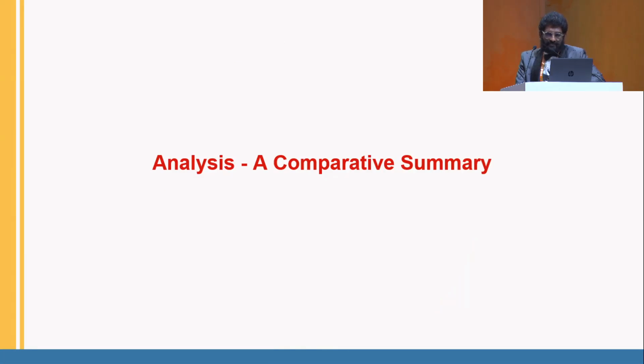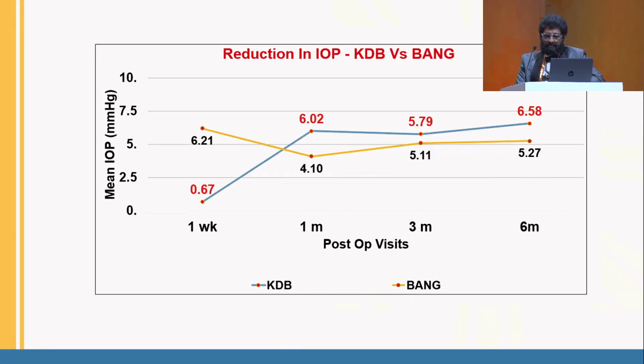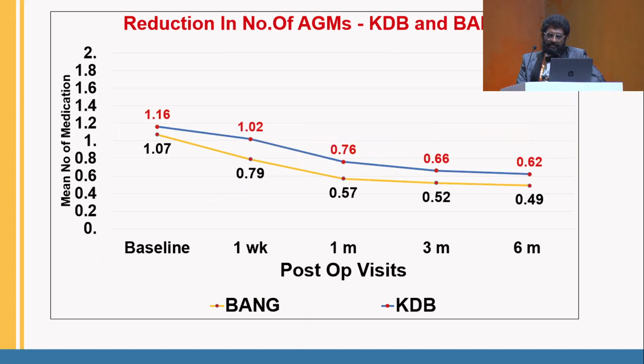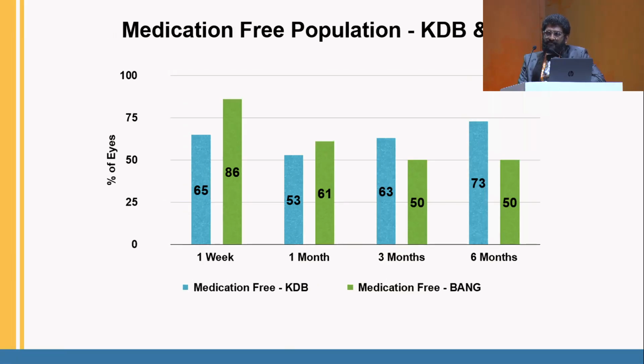So let's just recompare. The path taken to the endpoint was slightly different, but more or less the drop in IOP was the same, with a 6 millimeter and a 5.27 millimeter drop of mercury between KDB and BANG. The reduction of AGM bottles was quite the same, with a 50% reduction of AGM, and the percentage of reduction in AGM bottles was also similar at 97 and 88. But the medication-free group was higher in the KDB group at 73 compared to 50 in the BANG group.